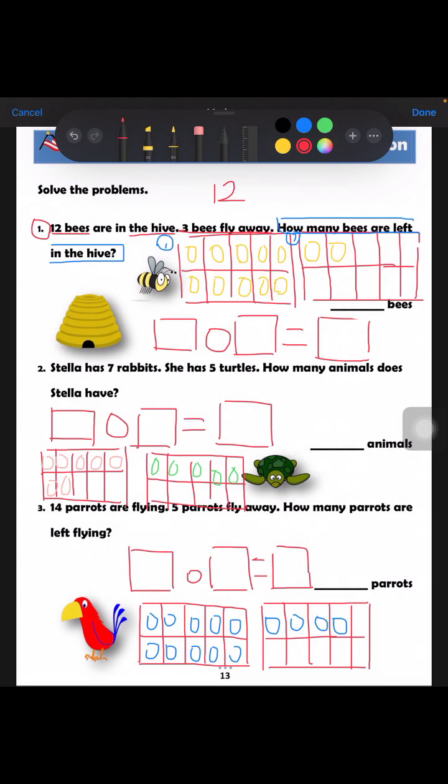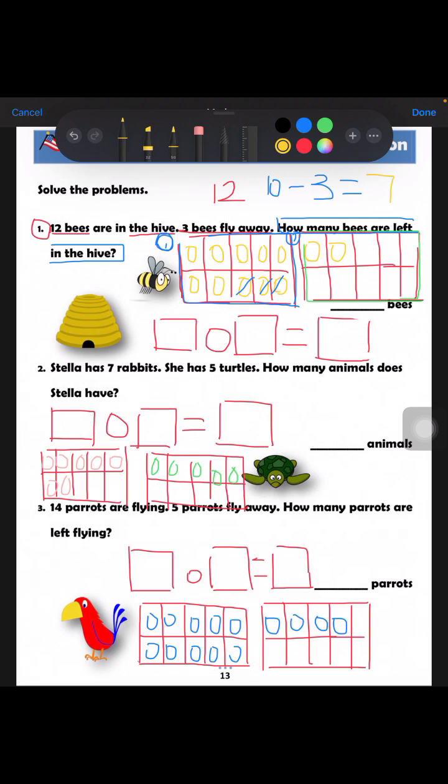Now, because 3 bees fly away, we need to take out 3 circles. So which frame set should we choose? The first frame set or the second frame set? Which one can take away 3 circles? Yes, it's the first one. So we cross out 3 circles. At the beginning, in the first frame set, there are 10 circles, right? And then, because 3 bees fly away, we cross out 3 circles. So how many circles left?